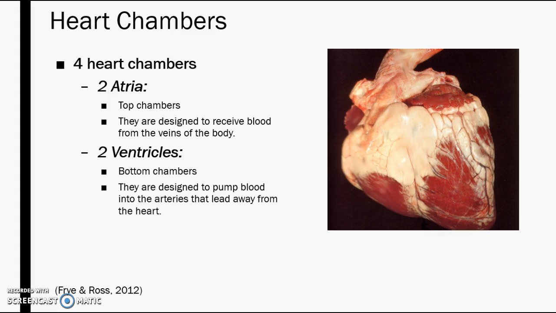Heart chambers. So there are 4 heart chambers, 2 upper and 2 lower. The 2 upper are called atria, and the 2 lower are called ventricles. The top chambers are designed to receive blood from the veins of the body, and the lower chambers are designed to receive blood from the atria, and they also will pump blood away from the heart. So we consider the top 2 chambers receiving chambers, and the lower 2 chambers, the 2 ventricles, the pumping chambers.